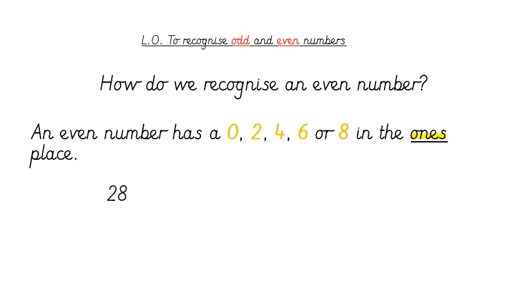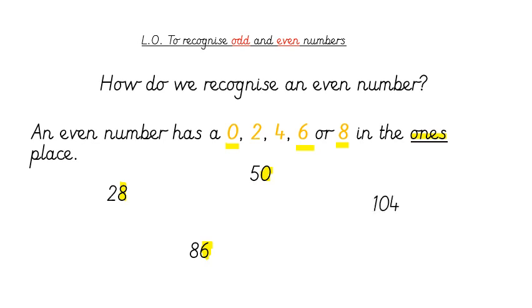28. Now let's look for the ones. Remember, this is the tens, this is the ones. So is 8 odd or even? 8 is even. What about 50? Here's the tens, so here is the ones. 0 is even, so 50 is even. 86 is the tens, so here's the ones, and 6 is even, so 86 is even.